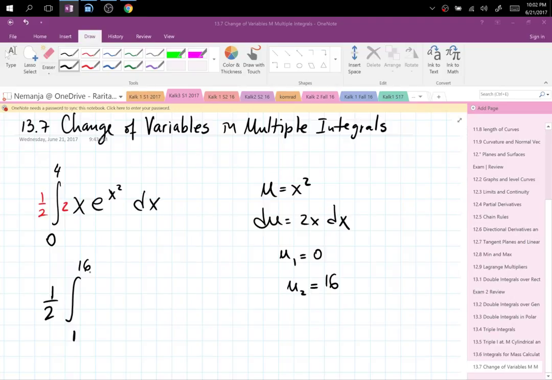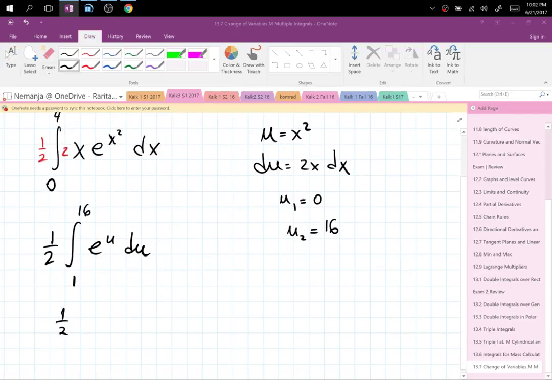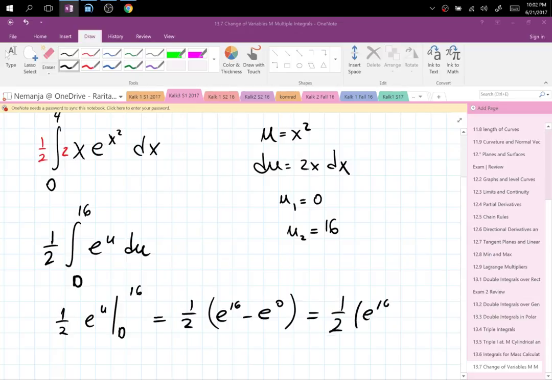For e to the u du. So now it becomes 1/2 e to the u computed from 1 to 16, which is 1/2 (e to the 16 minus e). Why did I put this 1? It should be 0. So it's just 1/2 (e to the 16 minus 1).